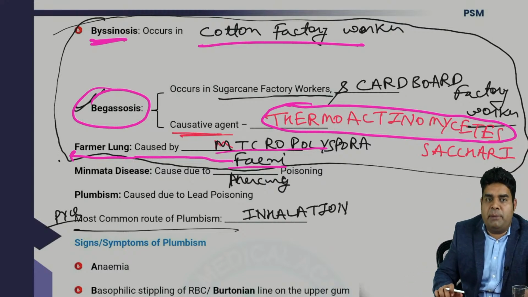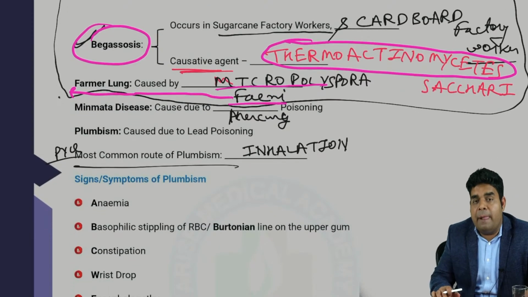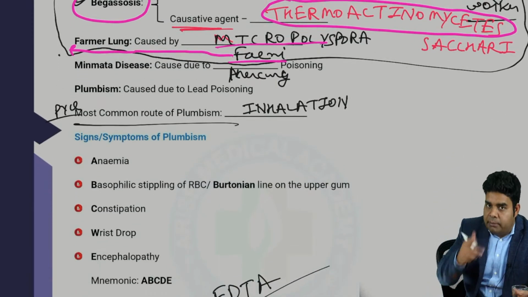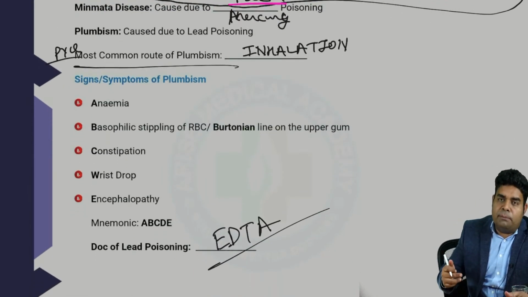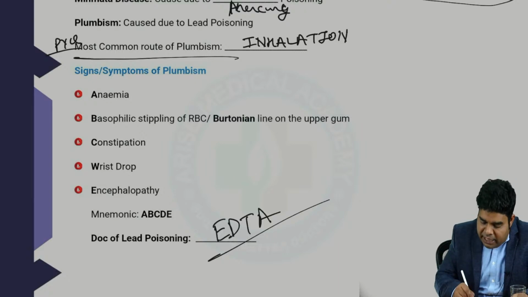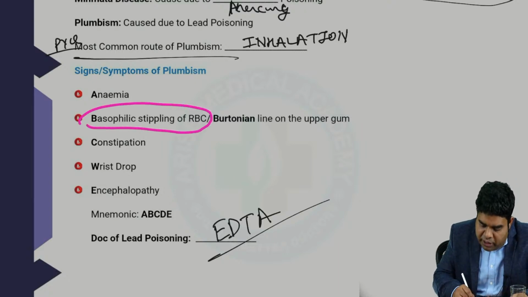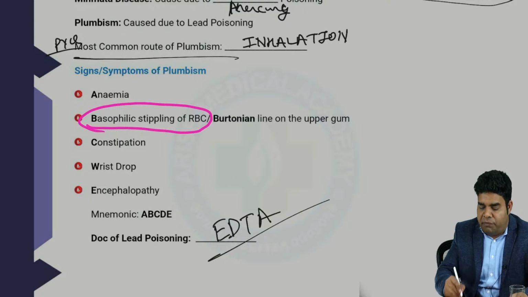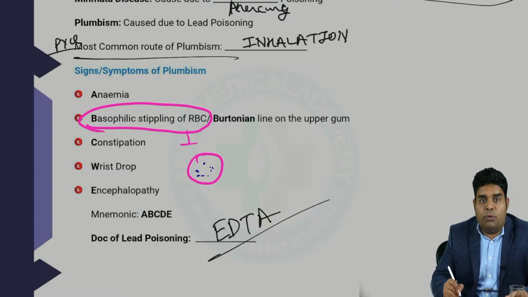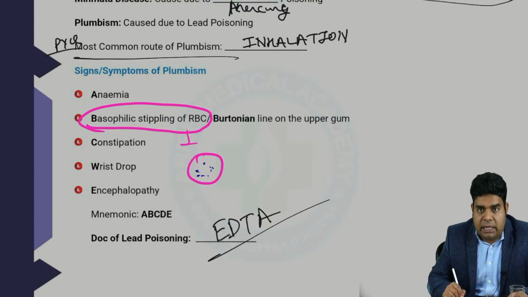We all know Minamata disease by mercury, plumbism by lead. And they have asked in NEET, what is the most common route of lead poisoning? Inhalation. These are the symptoms of lead poisoning which you can remember by A, B, C, D, E. They have asked recently that basophilic stippling of RBC occurs in which illness? So basophilic stippling means inside the RBC there are granules. That is basophilic stippling.